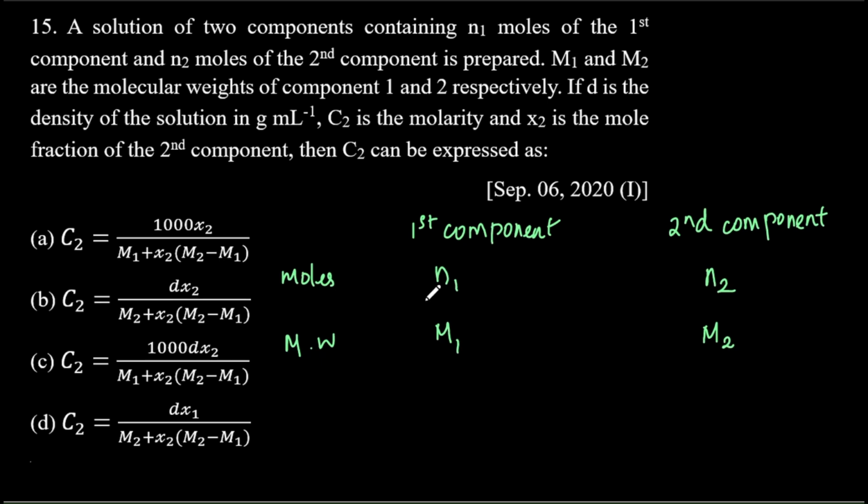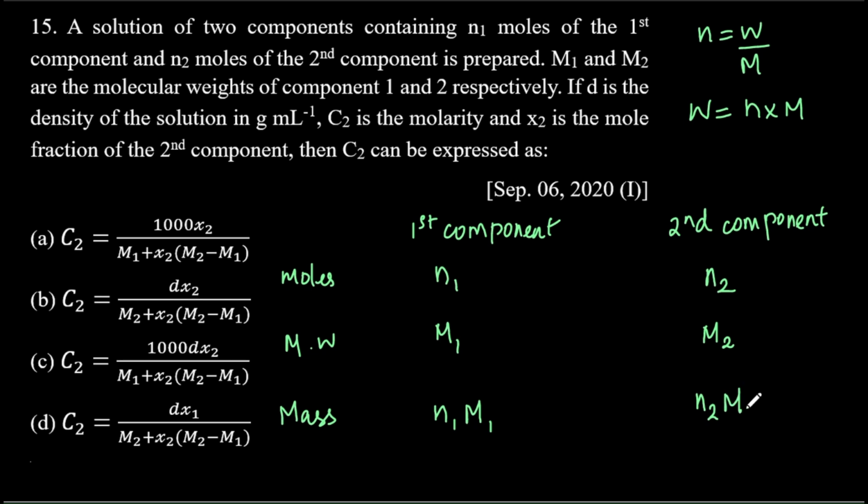From this information, we can calculate the mass of each component. We know the formula of number of moles: it is given mass by molar mass, that is, the mass of the component divided by the molar mass of the component. When we rearrange this formula, mass of the component is equal to number of moles into molar mass. So the mass of the first component is N1 into M1, and the mass of the second component is N2 into M2. From these two components, we can find the mass of the solution. As the solution is made up of these two components, the mass of the total solution is N1 M1 plus N2 M2. You have to add the masses of the two components.